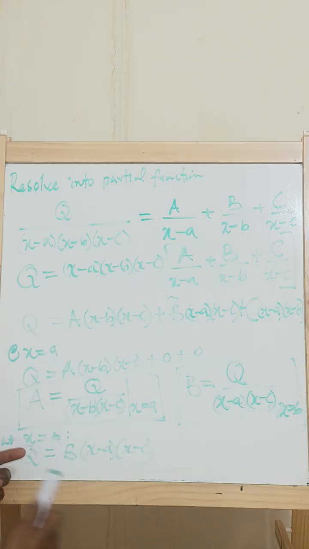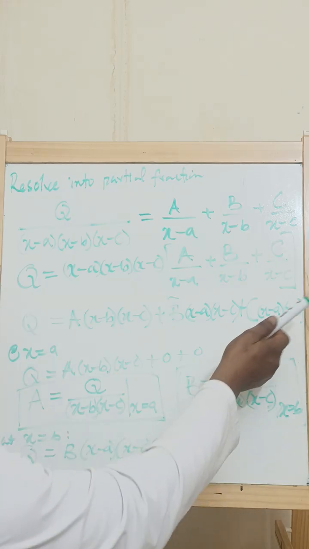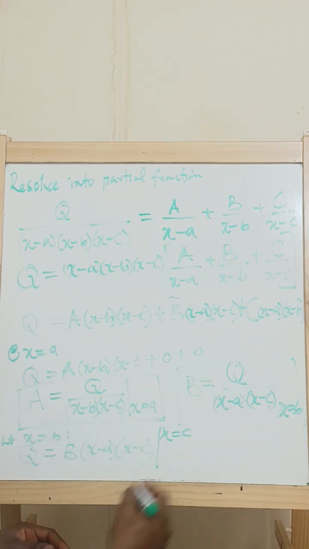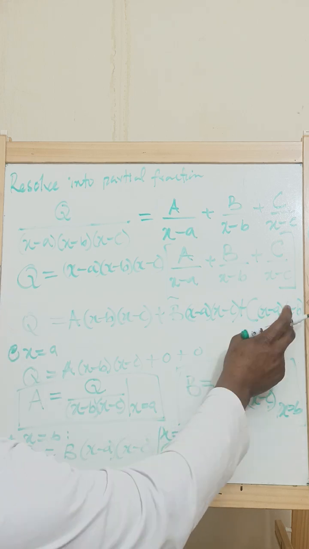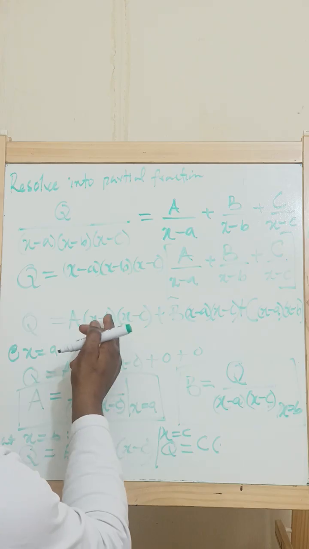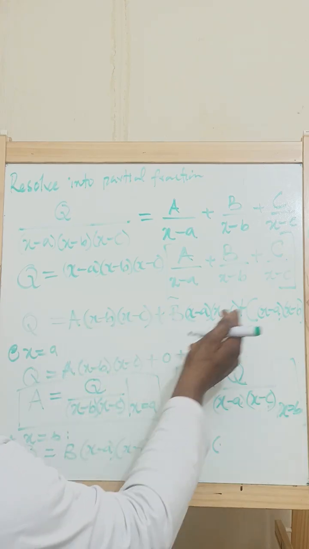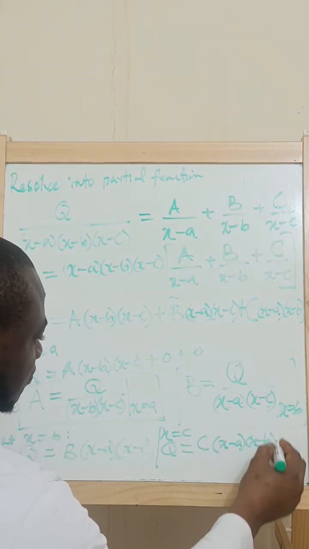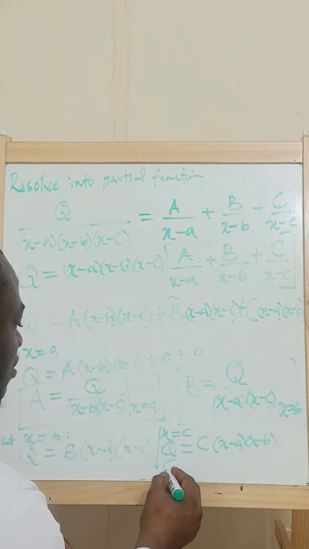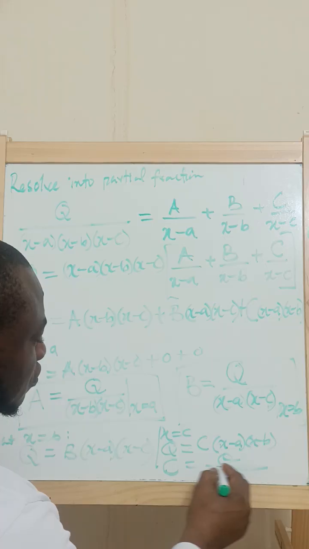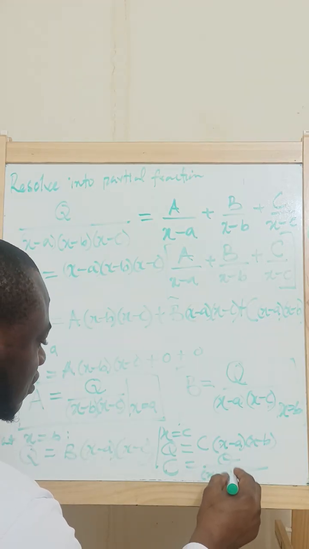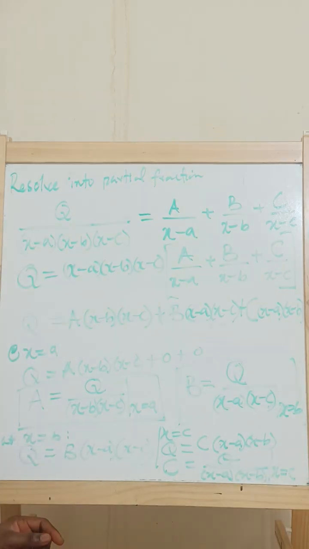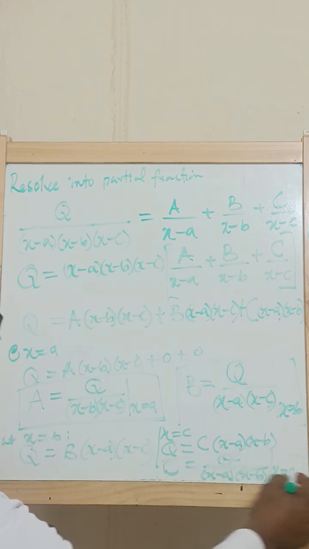To now get C, we use the same procedure. X is equal to c. What will happen? Q will be equal to C into, because x minus c is here, but it is not here, what will be left is x minus a, x minus b. And C from here will be Q over x minus a, x minus b, when x is equal to c. So this is the third formula that we are going to use.